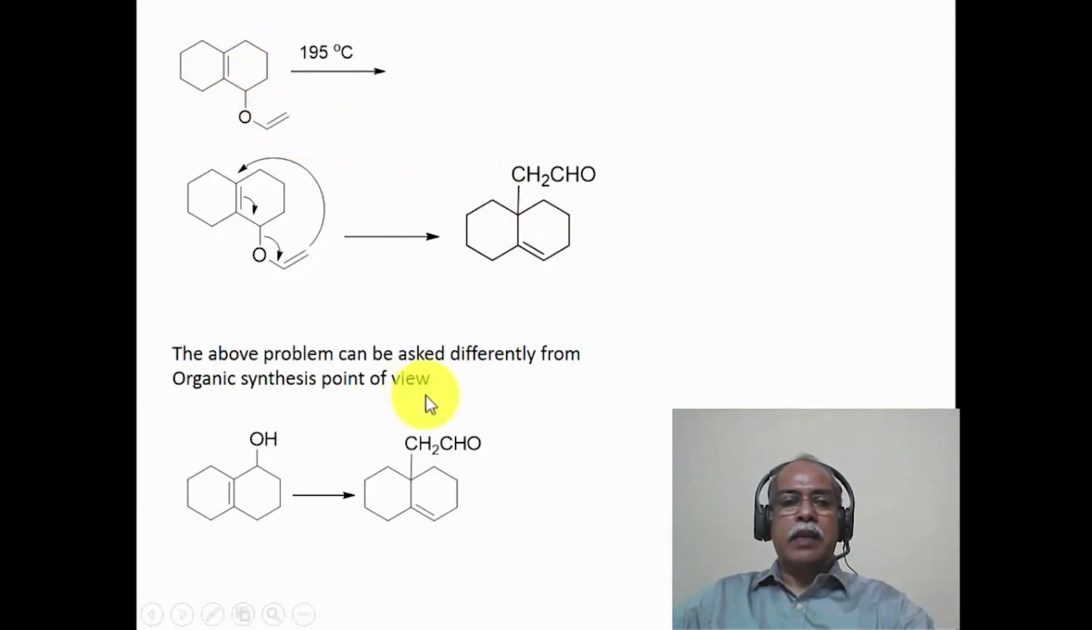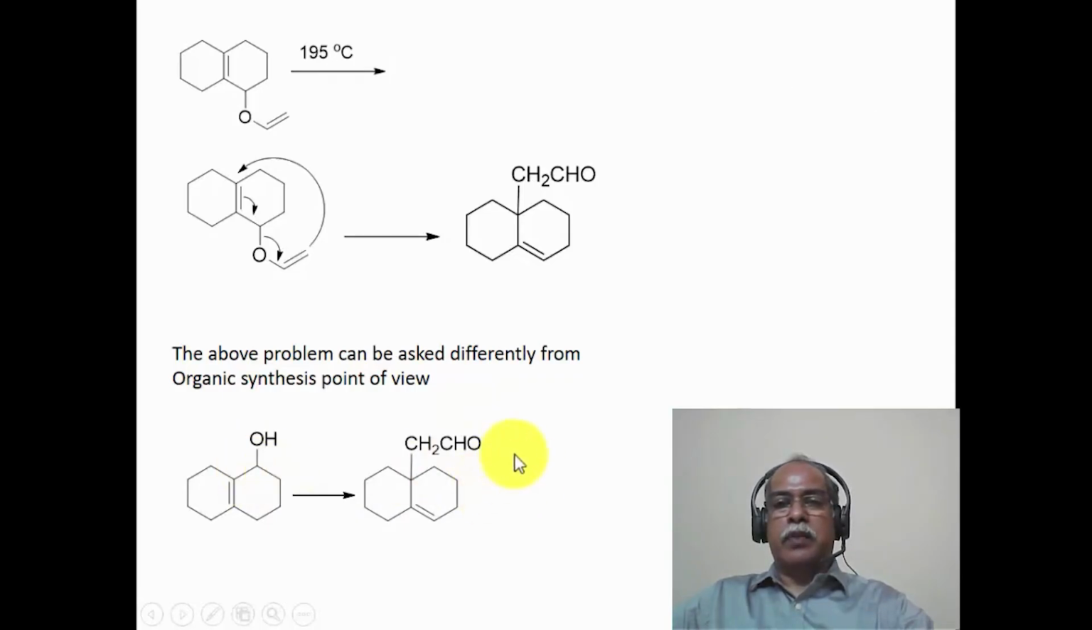is. The above problem can also be asked from the organic synthesis point of view. How will you transform this allyl alcohol to this particular aldehyde? What is easy to recognize in this particular instance is this is an allyl alcohol to start with, and this is a gamma delta unsaturated carbonyl compound. These are the two pieces of information that one needs to gather in this transformation.